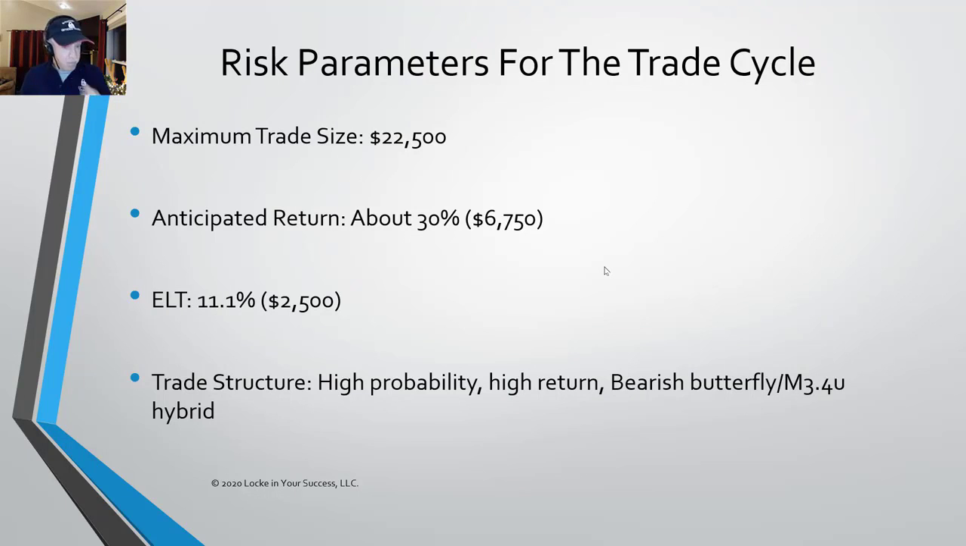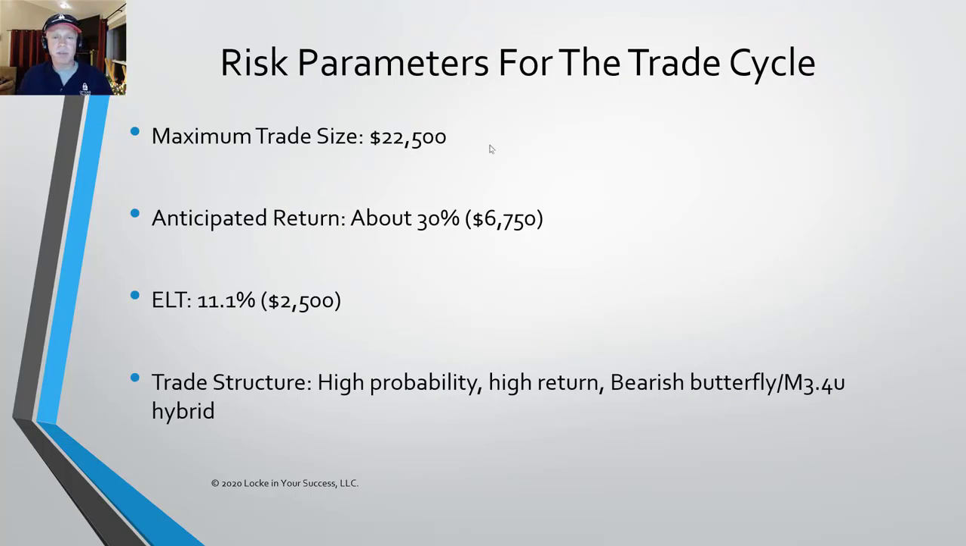So the trading structure I'm going to be trading today is going to be a high probability, high return, bearish butterfly, M3.4U hybrid strategy. If you don't know what either of those are, again, you go back to thewiningtrade.com and you can see the M3.4U that we trade and the bearish butterfly that we trade. So we're going to be doing this on the SPX. I will show you how we plan to enter this.